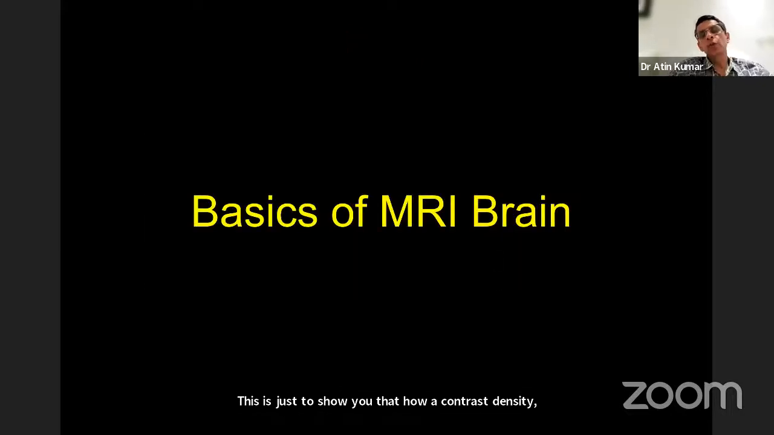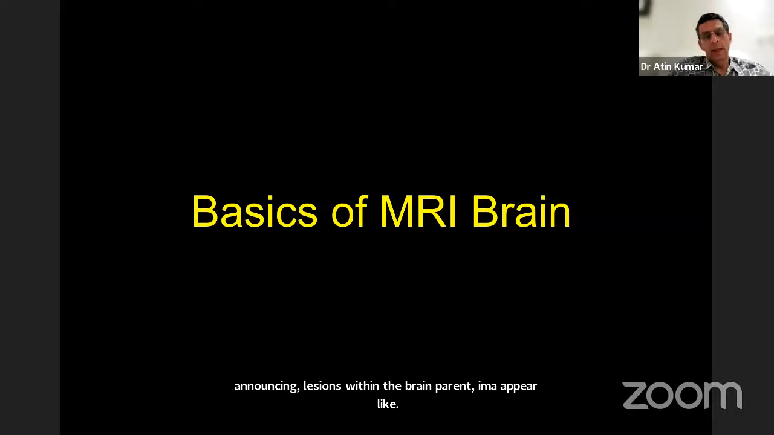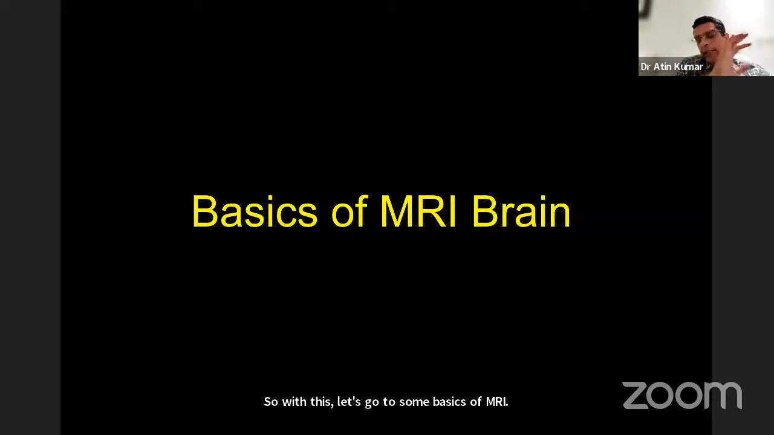So with this, let's go to some basics of MRI brain. CT scan was simple. There is only one type of image you can get, in which the gray matter is brighter, the white matter is darker, the fluid is black or hypodense, the bone is bright or hyperdense.